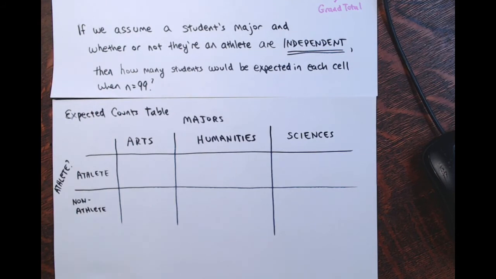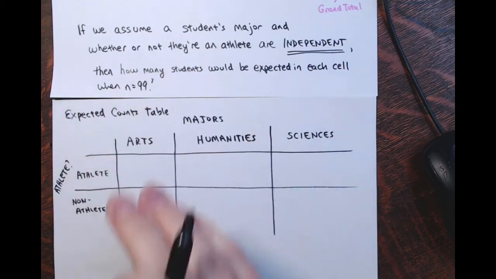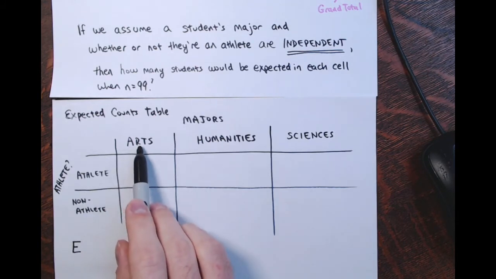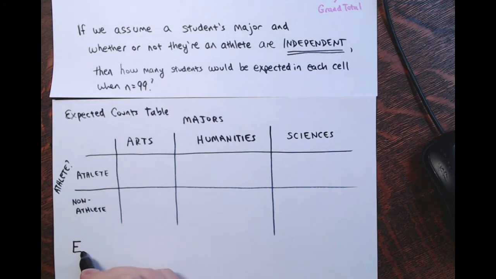Alright, and then again, if we're assuming independence and we had a sample of size 99 here, based on the observed table, what would be the expected number of folks majoring in the arts and an athlete at the same time? So again, that's the first row, first column, so I'll call it E11. Well, I showed you the formula for this earlier. You take row 1 total from the observed table, multiply by the column 1 total from the observed table, and divide it by the sample size.